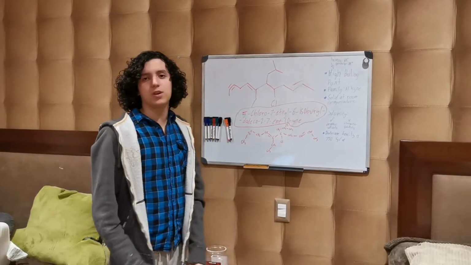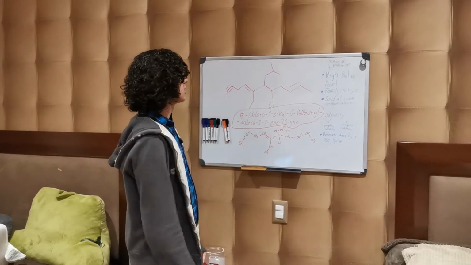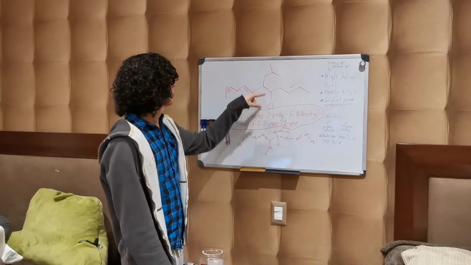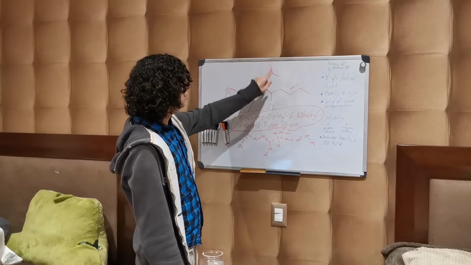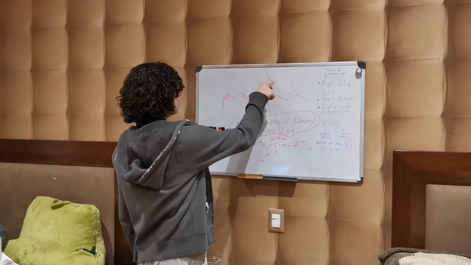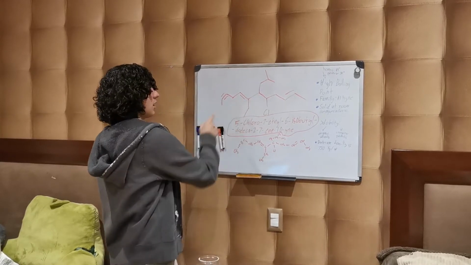So now we need to identify all the branches, the substituents. So here we can see we have a chlorine. So that's going to be a chloro in the name. We have an isobutyl because it's a butyl, but it divides, so it's an isomer. So that's why we call it isobutyl. And here we have an ethyl.